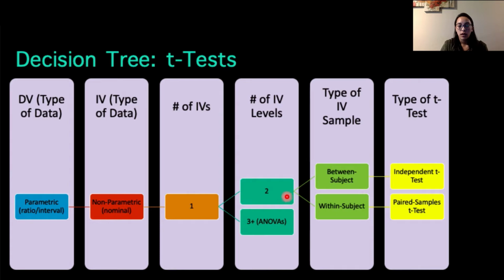Once we figure out that our independent variable has been split into 2 levels, we can see which type of independent variable we have, or how we've collected that independent variable in terms of our samples. So independent samples would be a between subject variable, which again would lead us to an independent t-test. The same measures, or repeated measures, or within subject variable would lead us to a paired samples t-test, again also called a dependent t-test.